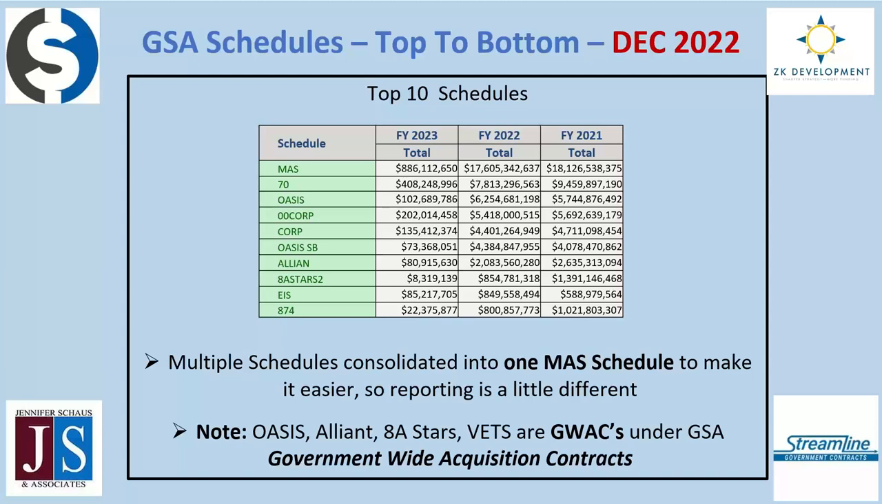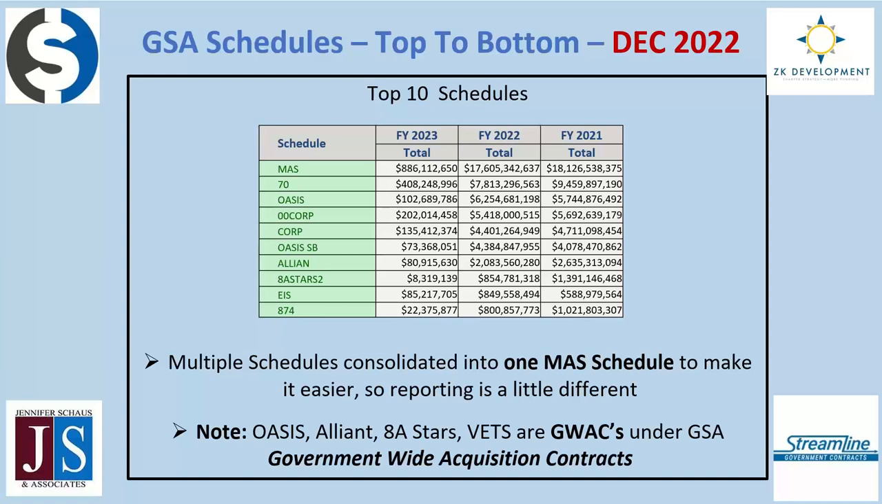However, the GSA then made the decision to consolidate all the various schedules into one MAS, or Multiple Award Schedule, to make life a little easier. However, it's taken time, and as you can see, we yet see some awards on Schedule 70s. This is our historical data, and slowly, I think everything's just going to be on the MAS, even when it comes to the type of reporting that we can do.